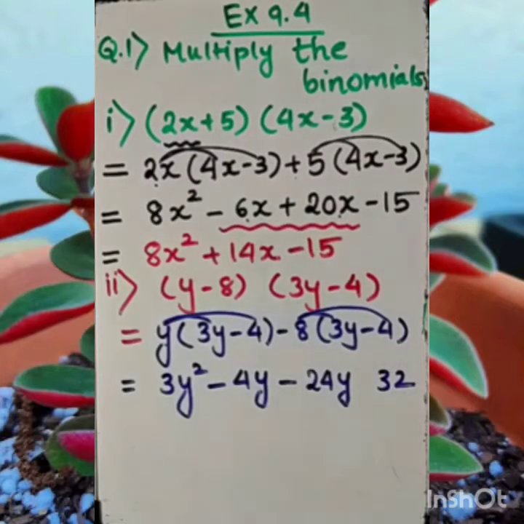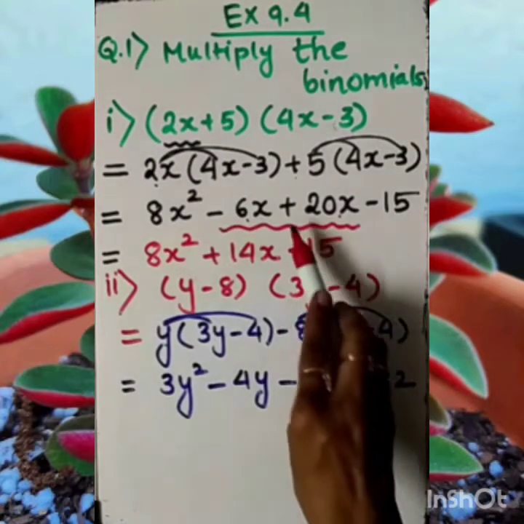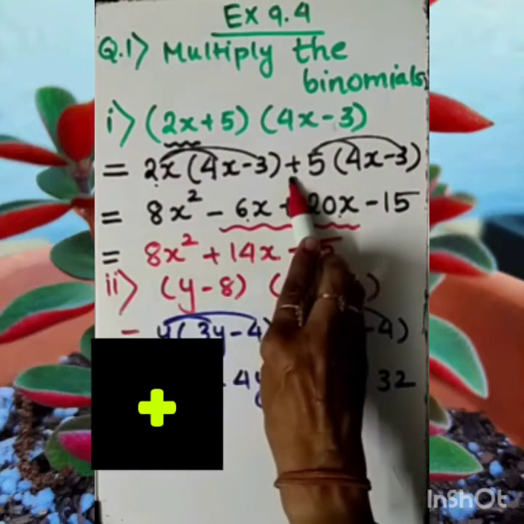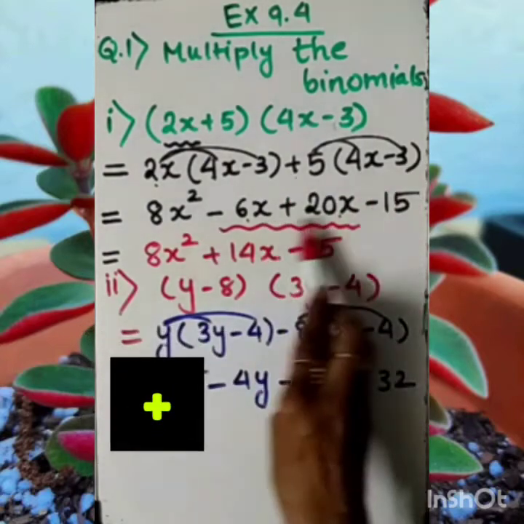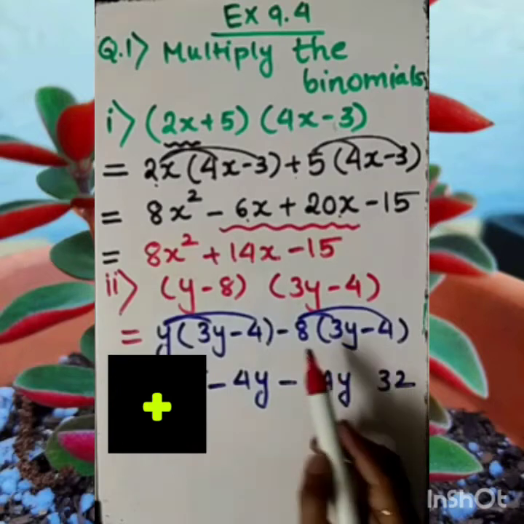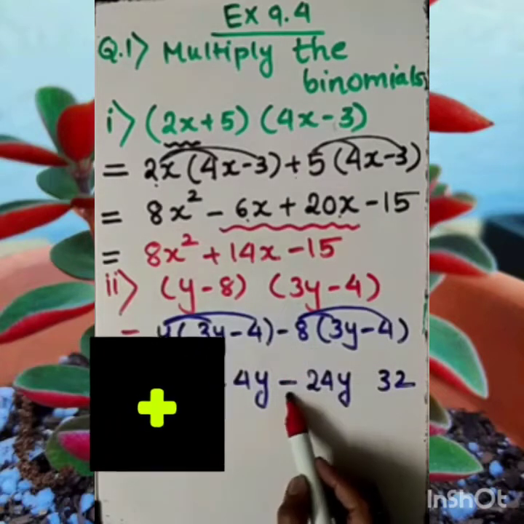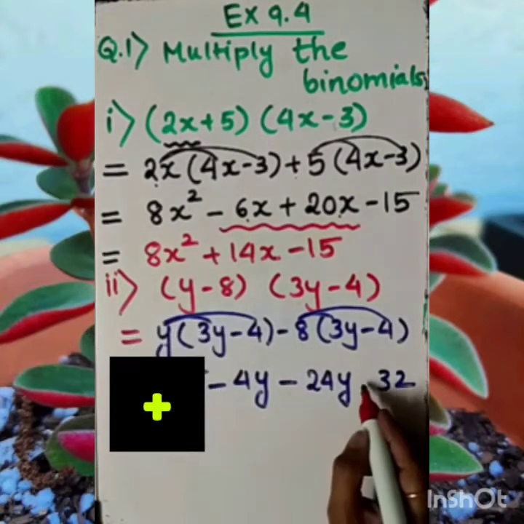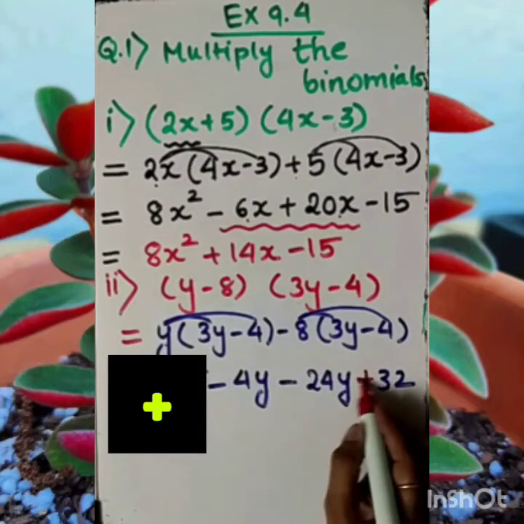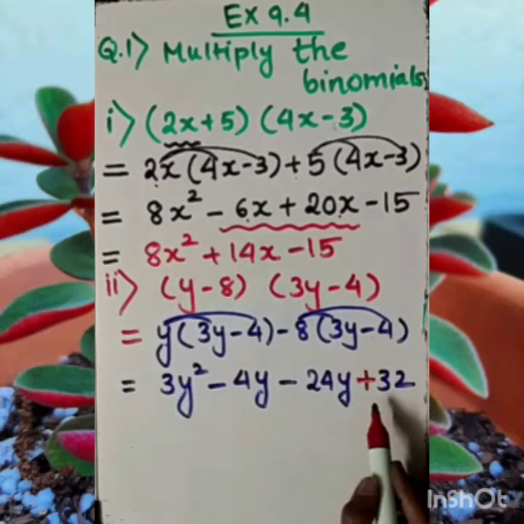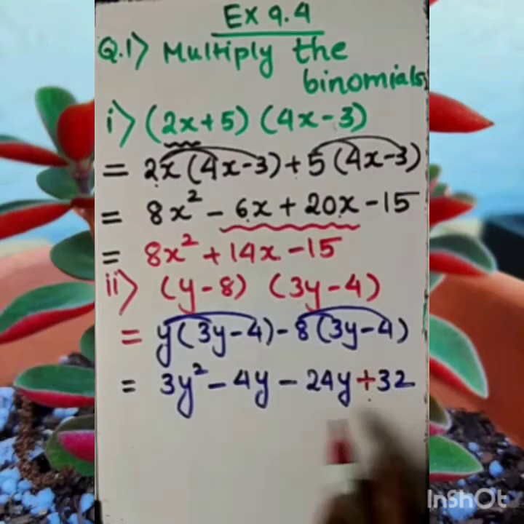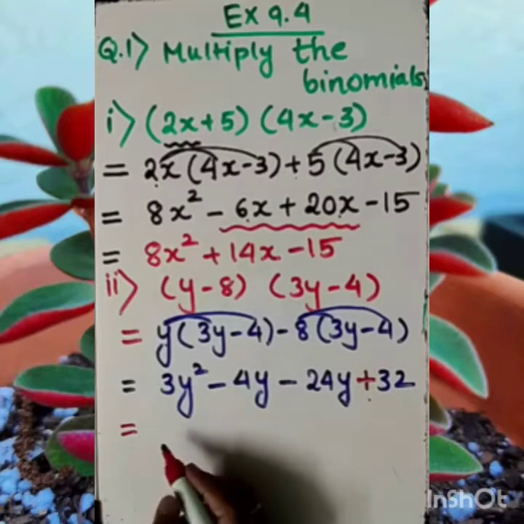Okay. But as we know that here in the first question we were given plus sign, so while multiplying there isn't any change of sign. But here it is minus. So we need to change the sign and this will become plus. This minus will become plus. Okay. Now we'll work out on this.